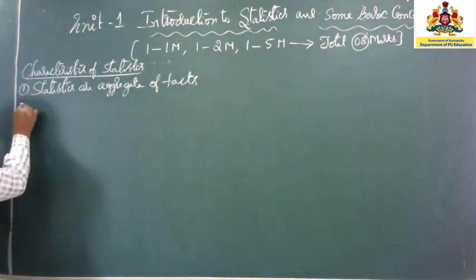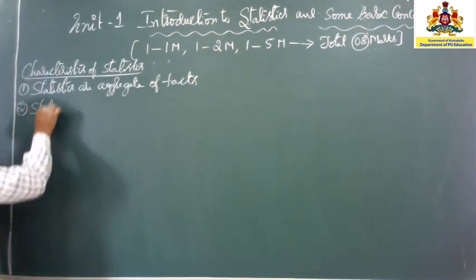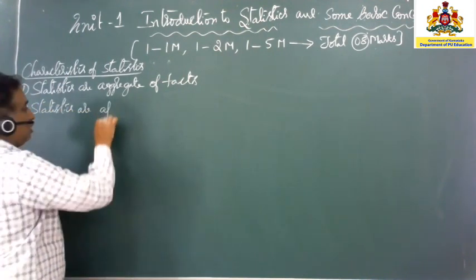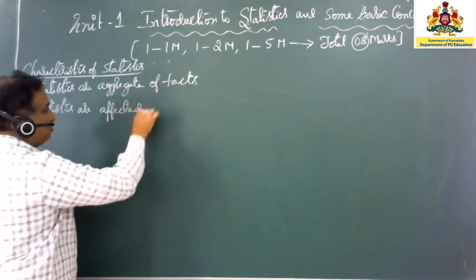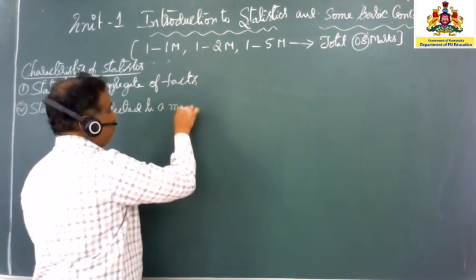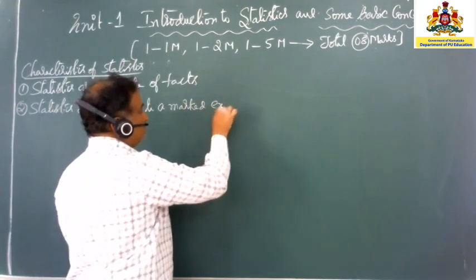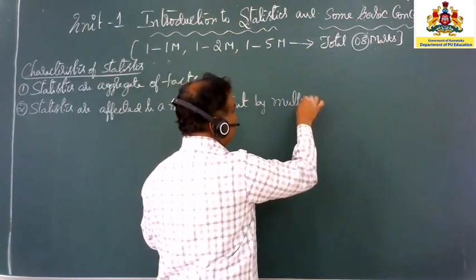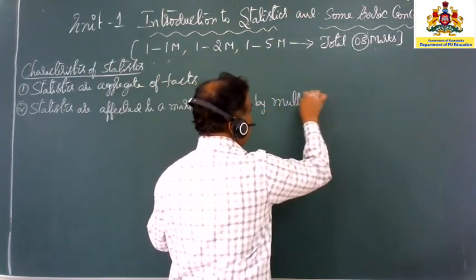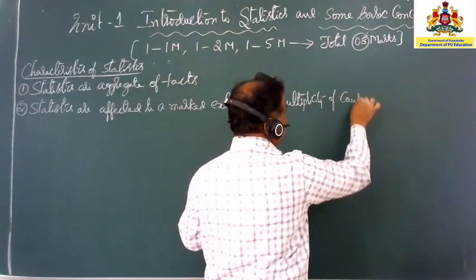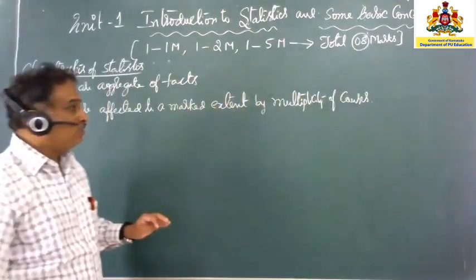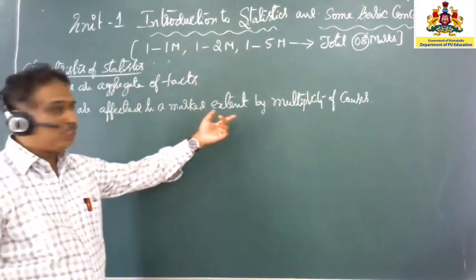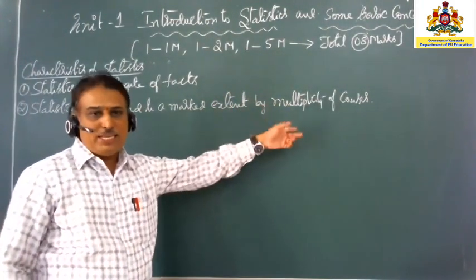Next, the second characteristic is statistics are affected to a marked extent by multiplicity of causes. This statistics value is affected because of many causes, many reasons.